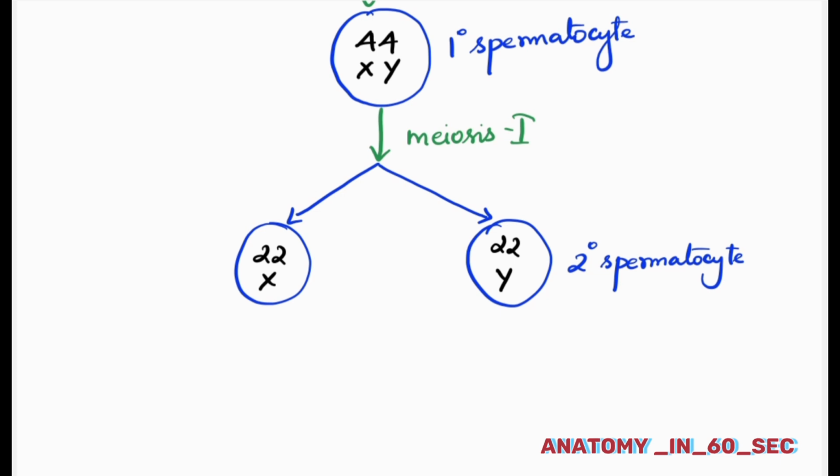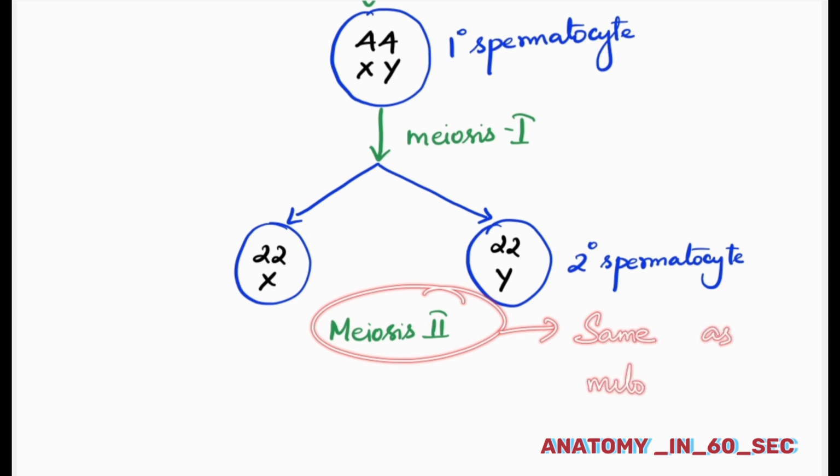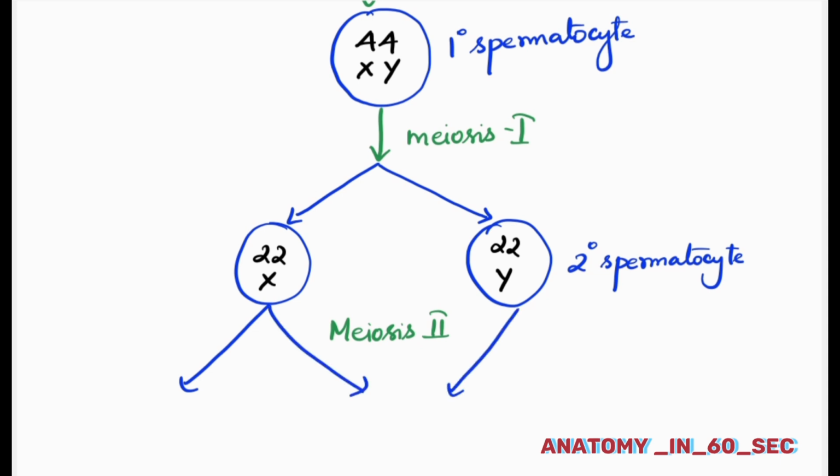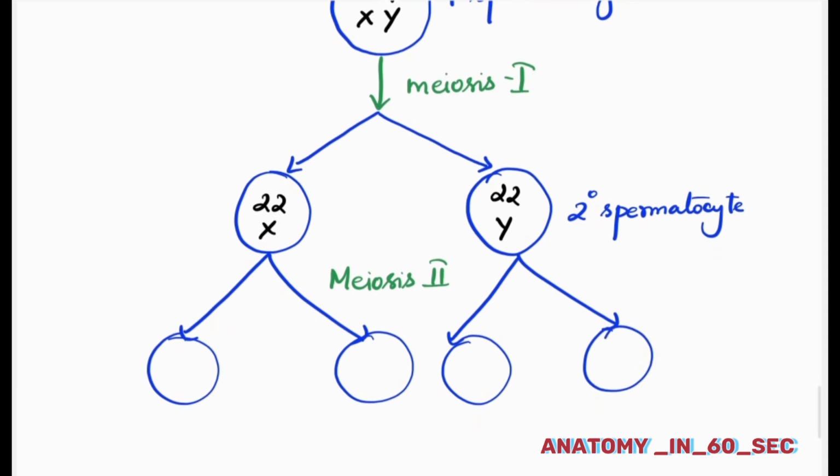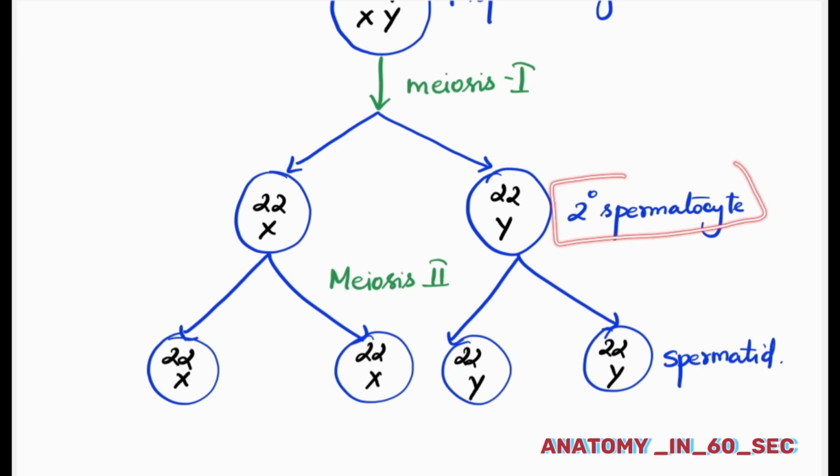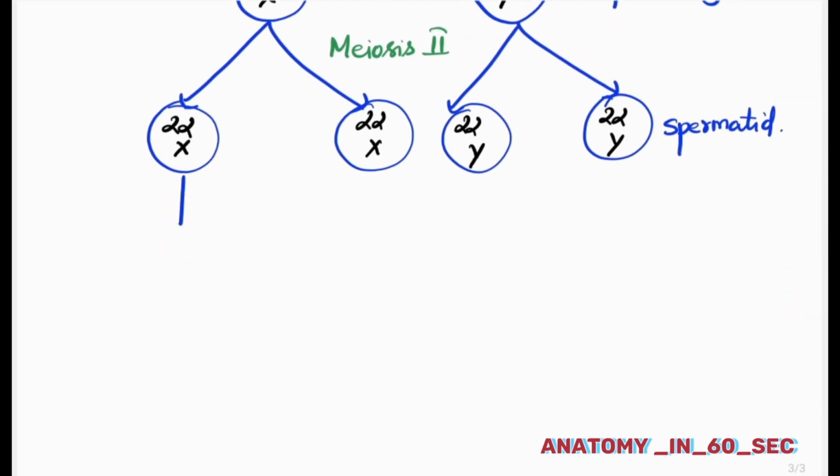This secondary spermatocyte then undergoes meiosis 2. This meiosis 2 is the same as mitosis, that is, it is not a reduction division. So the parent number of chromosomes is retained in the daughter cells. As a result, one cell produces two cells. Here two secondary spermatocytes produce four spermatids. You can see the chromosome number is maintained. So finally we get 4 spermatids with 22X in 2 and 22Y in 2 spermatids. So the secondary spermatocyte undergoes meiosis 2 to form spermatids.